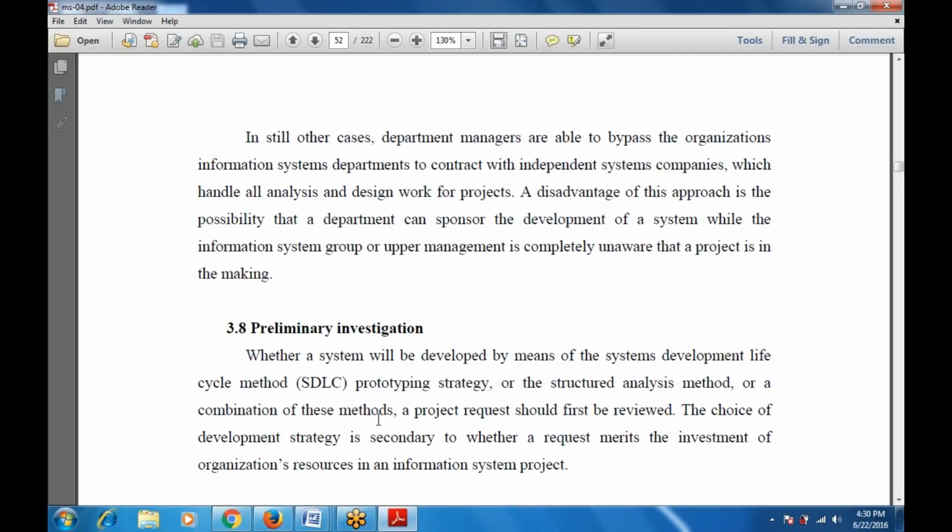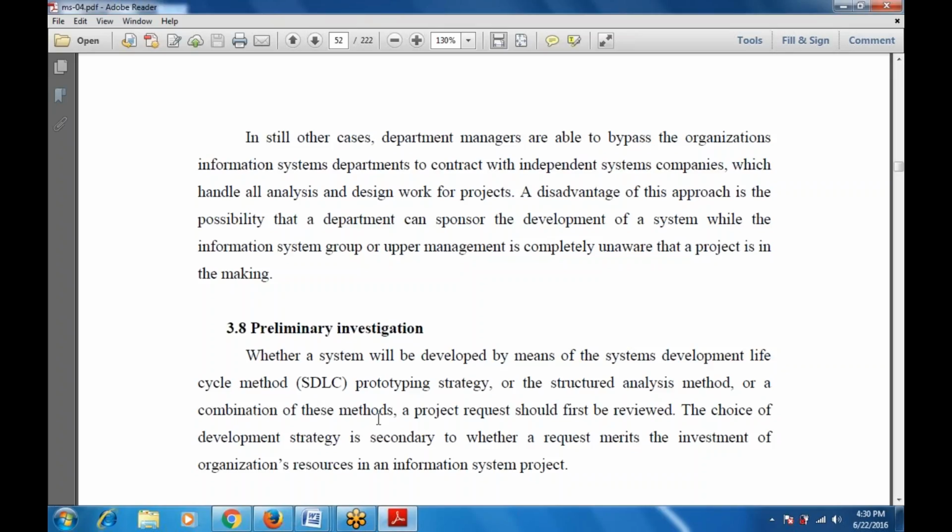Next one is investigation, which is the first phase of the SDLC. Whether a system will be developed by means of the system development life cycle method, the SDLC prototyping strategy, the structured analysis method, or a combination of these methods, a project request should first be reviewed. So first of all, a project review will be conducted. So whether to use the SDLC steps, the structured analysis method, or a combination of these methods, a project request should first be reviewed.